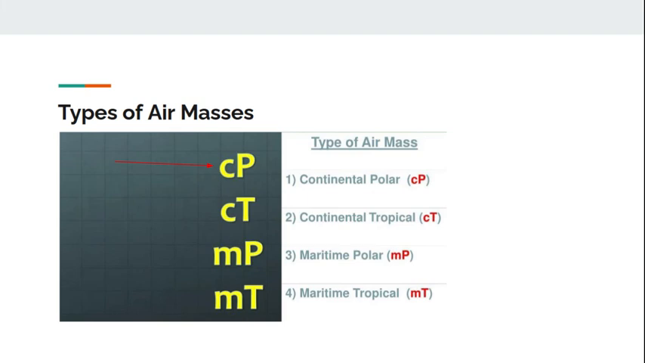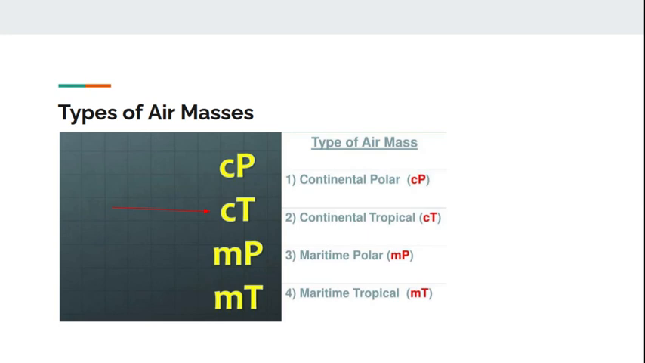Our second type of continental air mass is going to be our continental tropical. Continental tropical are air masses formed over land. Once again, it's continental, so it's over land. And now it is closer to the equator, so it's noted as tropical. So these air masses are going to be described as dry and hot. These air masses are noted with lowercase c's and uppercase T's. So those are the two different classifications of continental air masses.